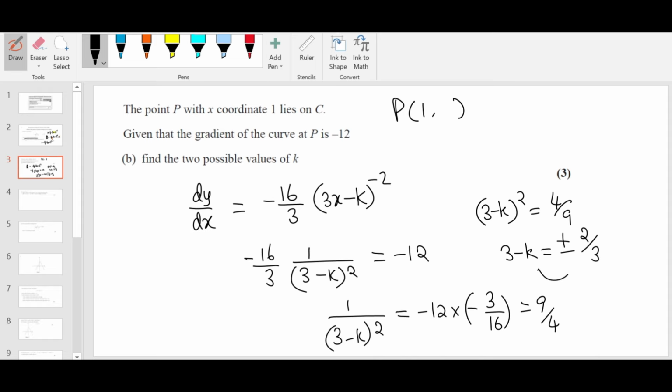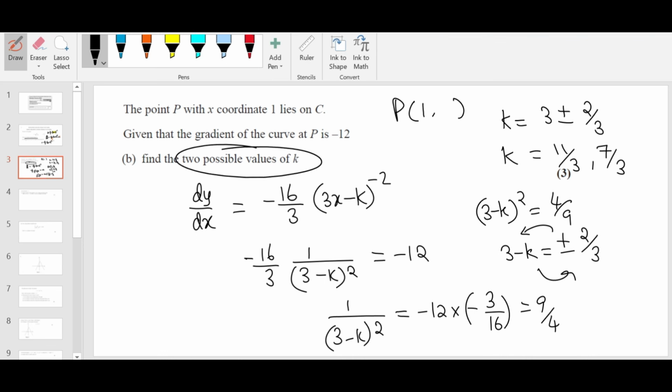So bring the k here, this number here. You will get k is equal to 3 plus or minus 2 over 3. When you take the positive, 3 plus 2 over 3, you will get 11 over 3. 3 minus 2 over 3, you will get 7 over 3. That's why the question says 2 possible values of k. That's all. It's a 3 mark question. Let's move on to part C now.